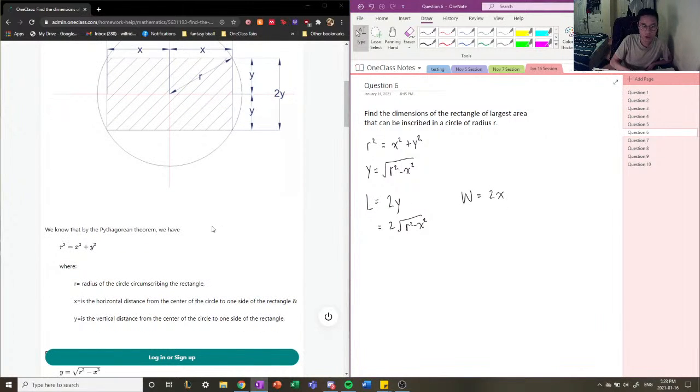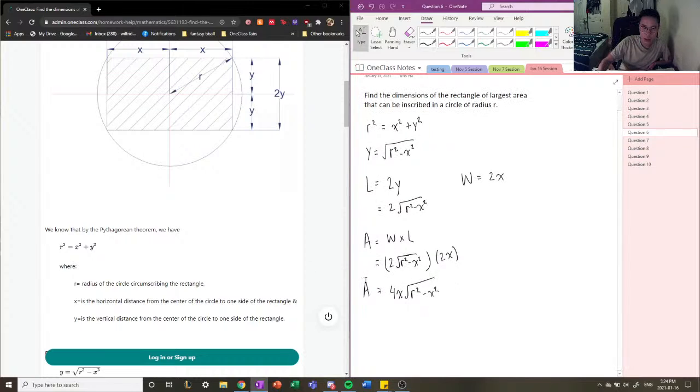Okay? So therefore, our area of the rectangle, sorry, what's the formula for area of a rectangle, is going to be width times length, right? But that's also equal to 2 times the square root of r squared minus x squared, times 2x. Okay? And if we're to simplify this, it would be 4x times the square root of r squared minus x squared. So now we have found a function that defines our area of the rectangle in terms of the radius of the circle, and also the dimension of the x value. Okay?